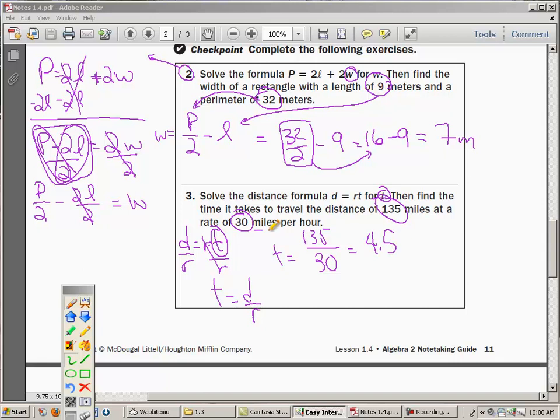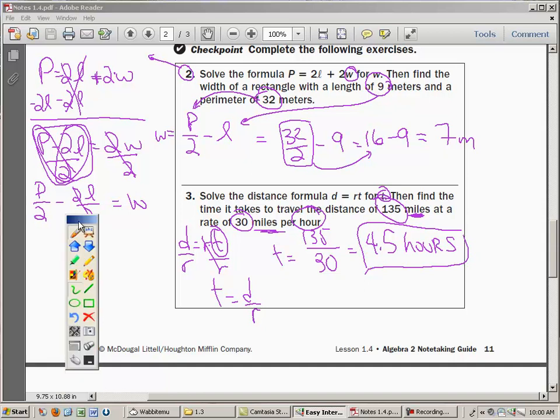Again, units were in miles per hour and miles, and so your units for the time are going to be in hours. All right, not seconds or minutes or anything like that. Since you're dealing with a rate that's in hours, miles per hour, then your answer is going to be in hours. All right?